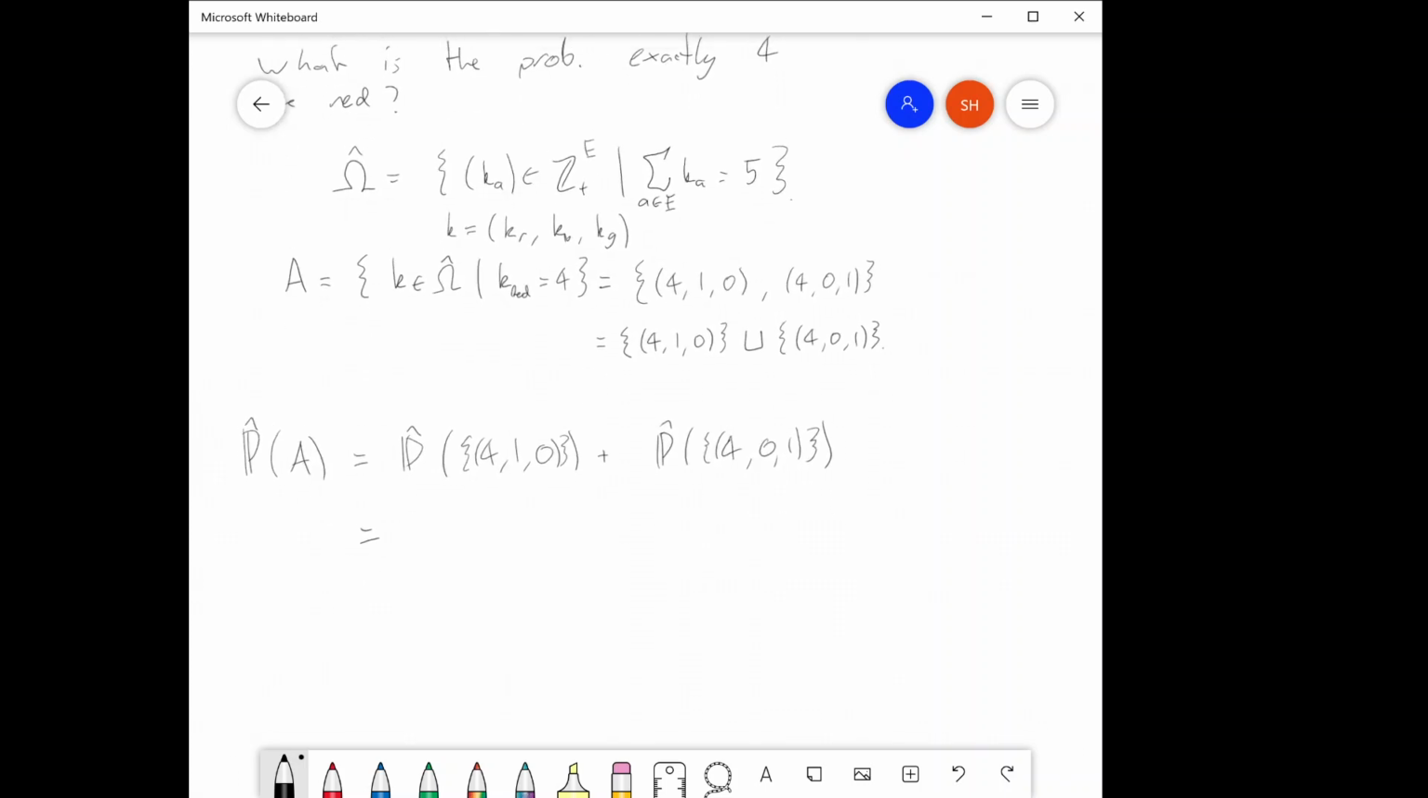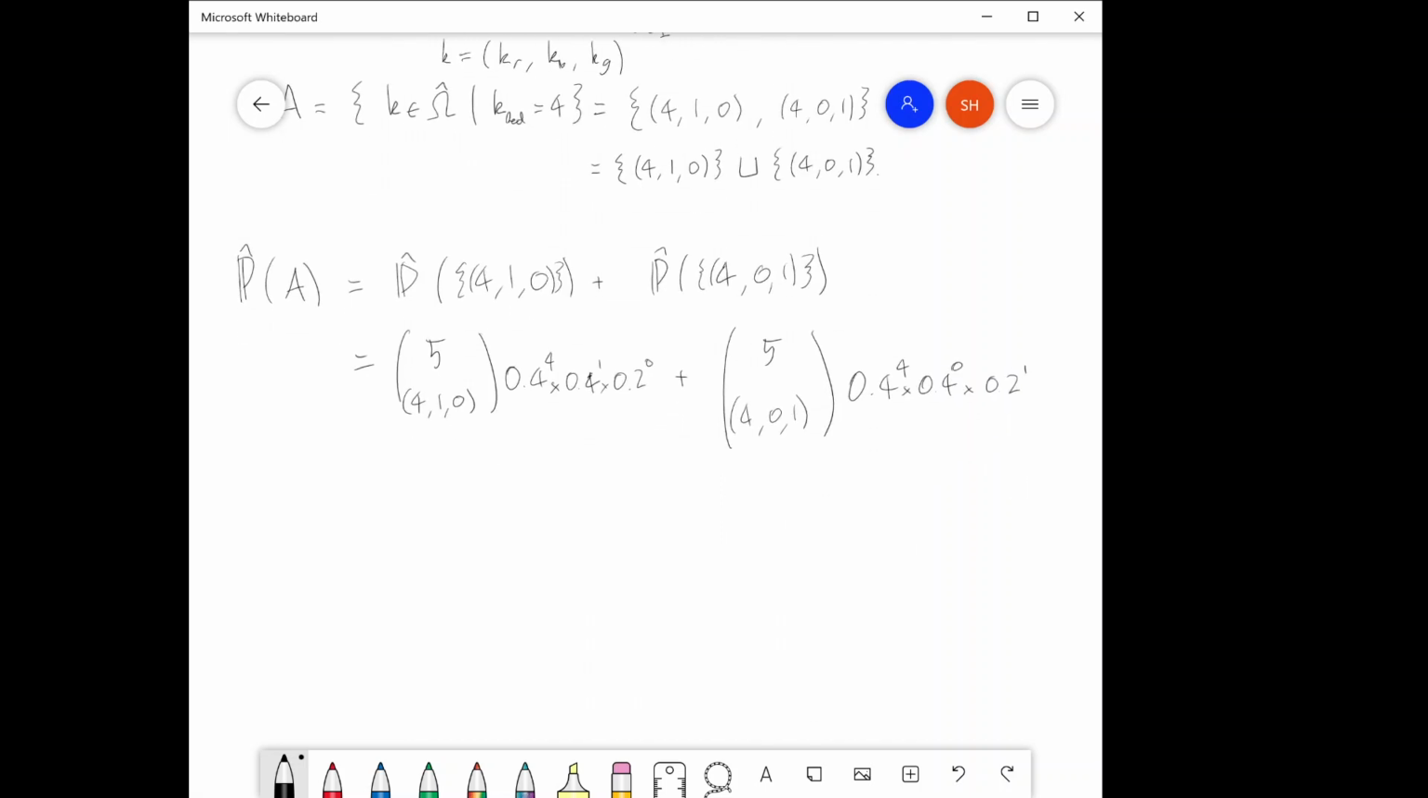Okay, and then this can be 5 choose (4, 1, 0) times 0.4 to the power of 4, 0.4 to the power of 1, and 0.2 to the power of 0, plus 5 choose (4, 0, 1) times 0.4 to the power of 4, 0.4 to the power of 0, 0.2 to the power of 1.